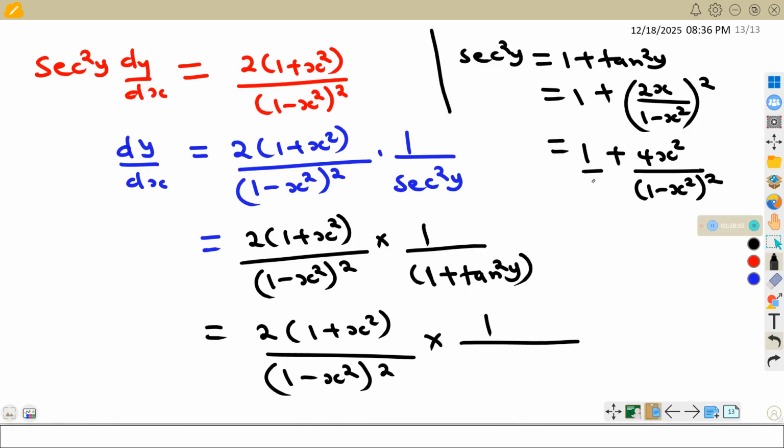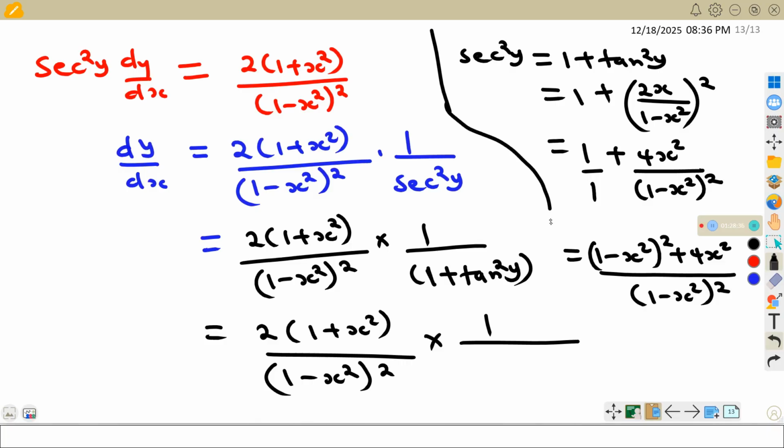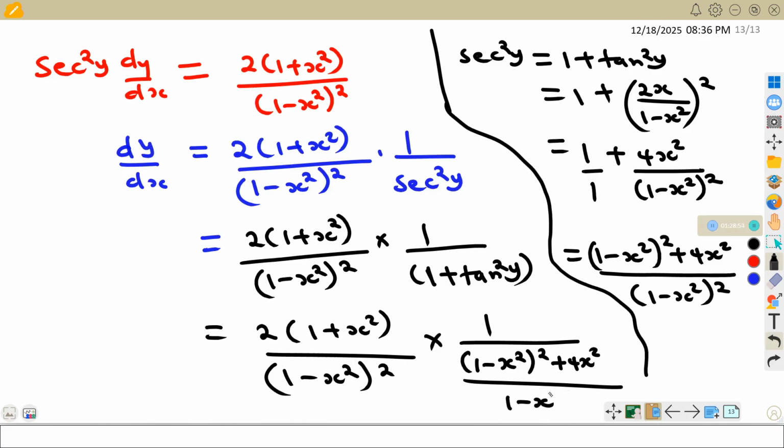So let us now try to get the LCM. If you try to get the LCM here, you will get 1 minus x squared, which is squared, plus 4x squared, the whole of this divided by 1 minus x squared, again squared. So this is coming from sec squared. Instead of having this, we place there this one. So we are placing there 1 minus x squared squared plus 4x squared divided by 1 minus x squared, the whole of this is squared.